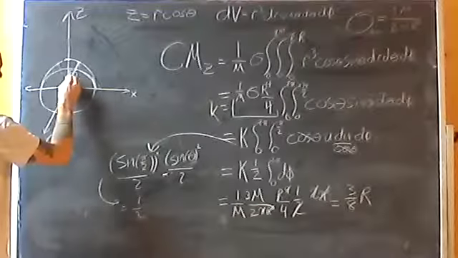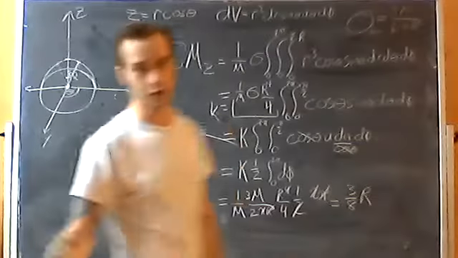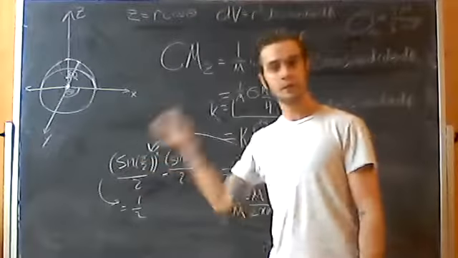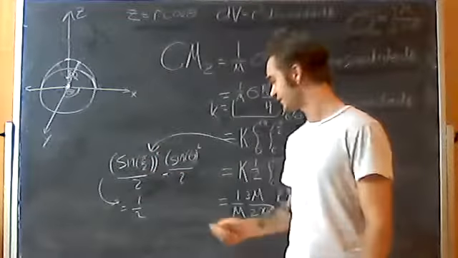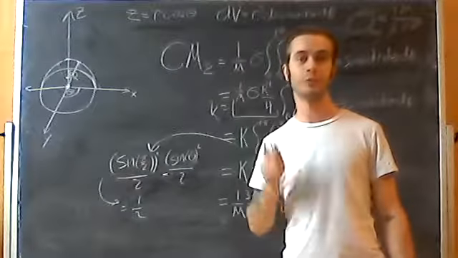Looks maybe marginally right here. So that is our center of mass in spherical polar coordinates for a half solid hemisphere with uniform density.